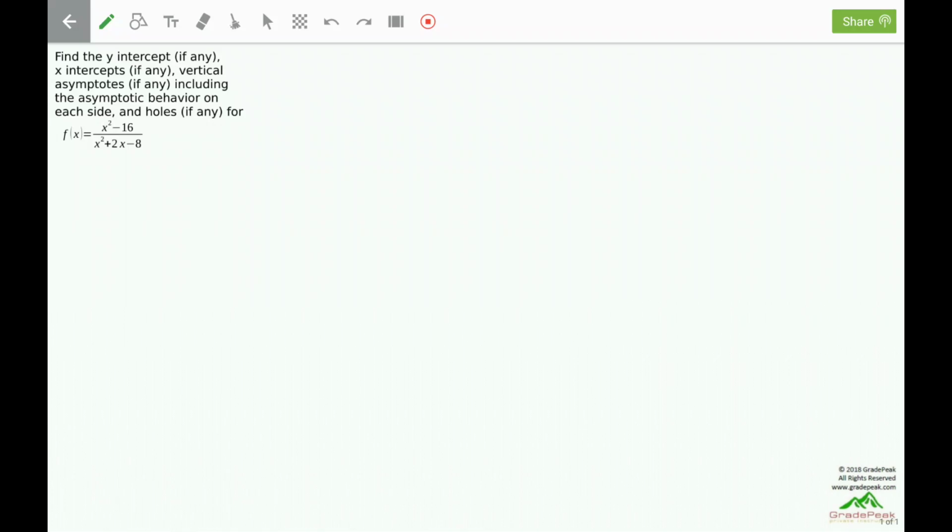Find the y-intercept, if any, x-intercepts, if any, vertical asymptotes, if any, including the asymptotic behavior on each side, and holes, if any, for f of x equals x squared minus 16 divided by x squared plus 2x minus 8. The first thing to find is the y-intercept, where the function crosses the y-axis.